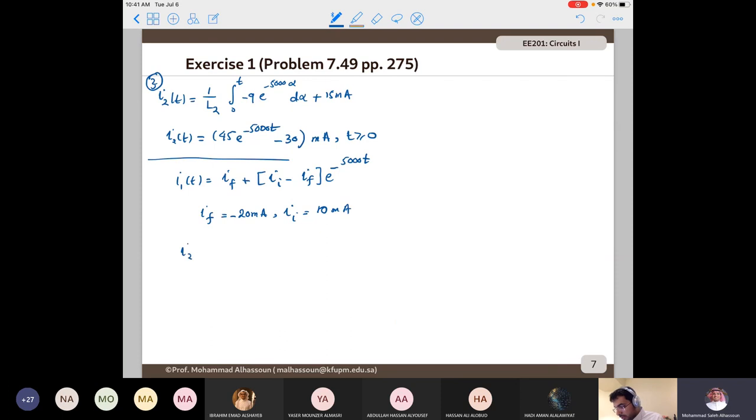You can do the same for I2. You will have I final will be negative 30. I initial will be 15. And if you substitute, you will end up with 15 minus negative 30, which is 45. So there are two ways actually of doing this. You can either integrate or you can substitute. Okay, any questions?